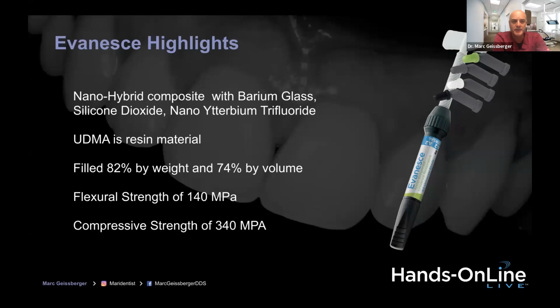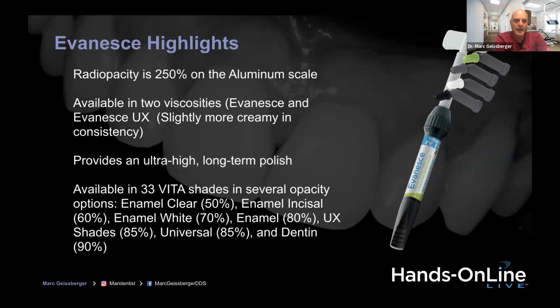Now, the one thing most clinicians notice when they use Evanes for the first time, being so highly filled, is that it tends to be a bit rigid or stiffer. Now, the way Clinicians' Choice has gotten around that is they actually make one that's a little more creamy in consistency, and that is called Evanes UX. That UX allows it to be a little softer in handling. So for those of you who try this, say, you know, it's too stiff, I'd like the UX, you'll find that its viscosity is a bit lower. Well, both of these have a radio-opacity around 250.